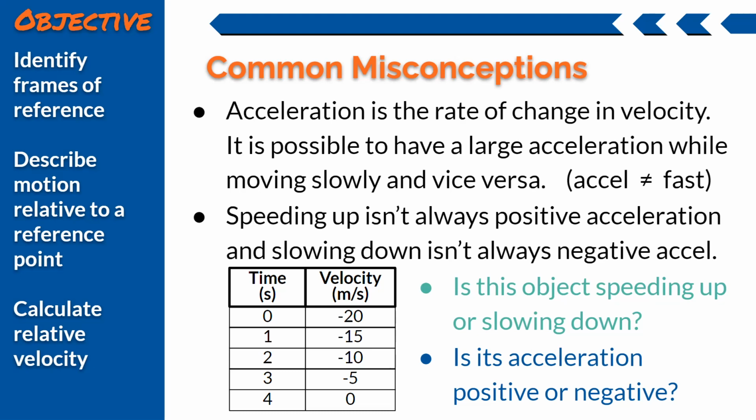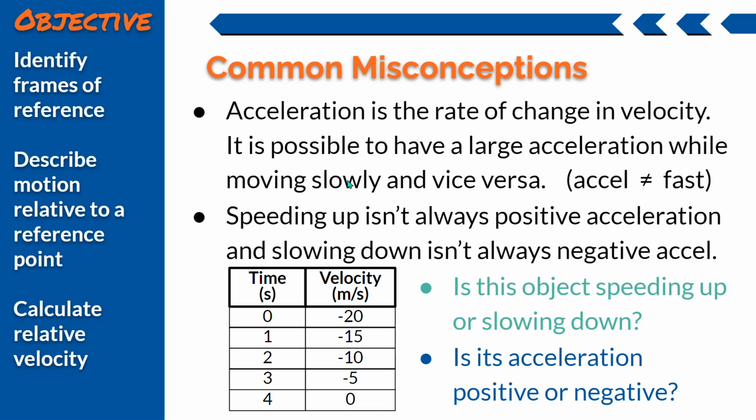It could be. Okay? It could be moving really fast. It just depends. But acceleration being a large number or being a really small number, you can have a really tiny acceleration and be moving really fast. Okay? So the acceleration doesn't tell you how fast you're moving. That's velocity. Speeding up, this is the common misconception I mentioned a second ago. Speeding up isn't always positive acceleration, and slowing down isn't always negative acceleration.